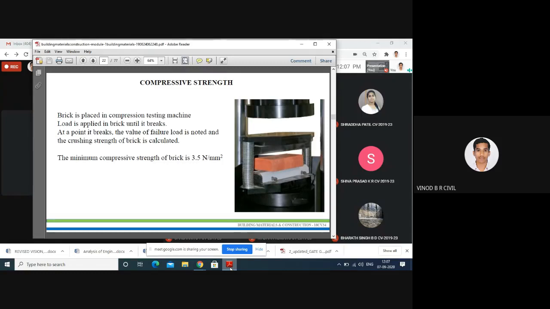And then, what is the maximum or minimum compression strength of red brick? First, the red brick is placed in a compression testing machine, and load is applied on the brick. At the point where it breaks, note down the failure load or crushing strength value. The minimum compression strength of brick is 3.5 Newton per mm square.